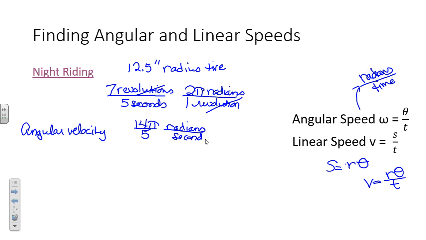Make sense so far? So when they're asking for angular velocity, they're asking for radians per second, or radians per minute, or radians per hour, okay? Radians per unit of time. So far, so good? All right. Let's find his linear velocity, okay? Linear velocity, I said, is probably easiest just to remember to take your angular velocity times what?